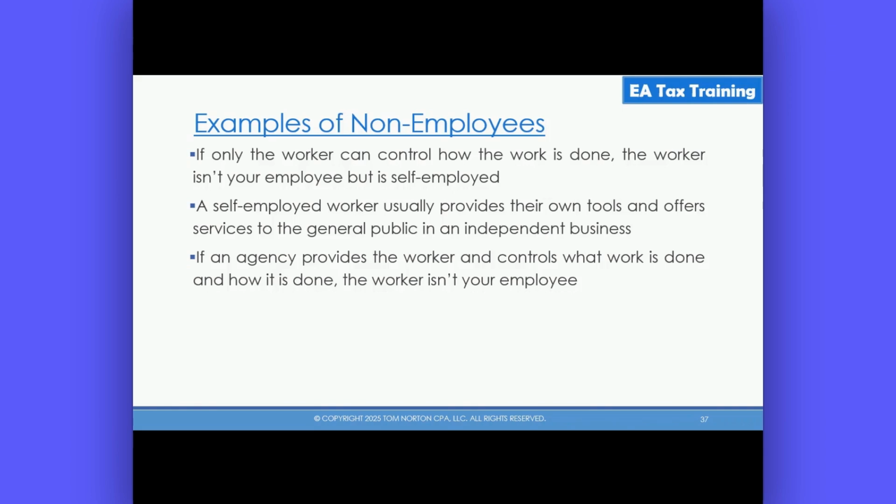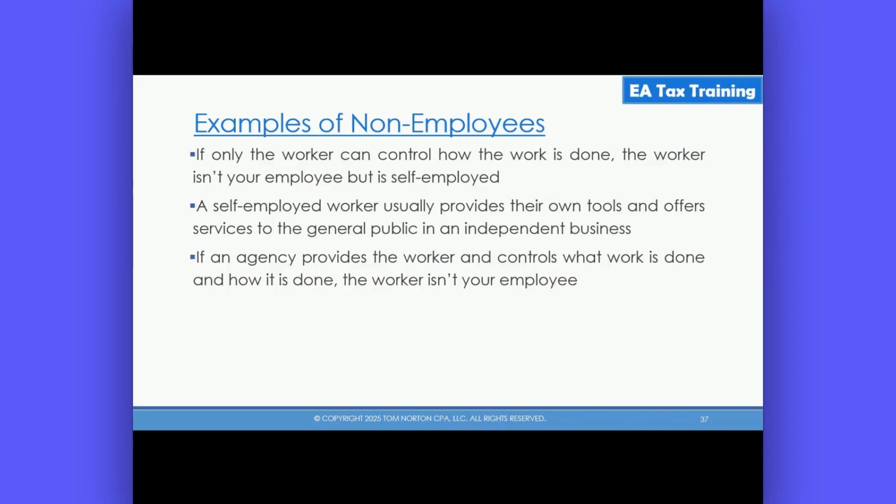Let's say you hire somebody to come over and cut your grass and do your landscaping. They come over, they use all their own lawnmowers and all their own tools, and then they move on to the next job because they're not just working for you, they're doing work for all kinds of different people in the community. They are an independent business. That is not an employee. You do not have to worry about any of this.